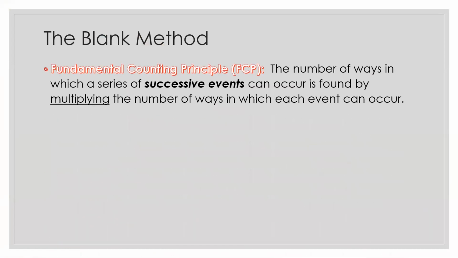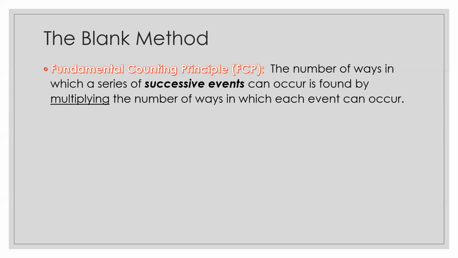The first method that I'm going to go over is called the blank method. That's what I'm going to call that. But in most math books, you would see this as the fundamental counting principle. What this says is that the number of ways in which a series of successive events, events that occur one after another, can be found by multiplying the number of ways that each event can happen. This is also called the multiplication principle. But in short, for this class, I would just call it the blank method.